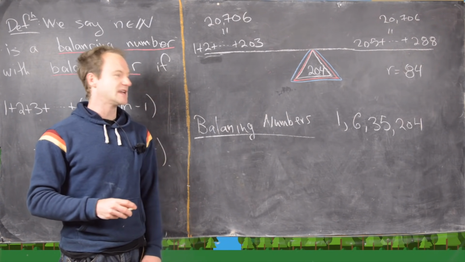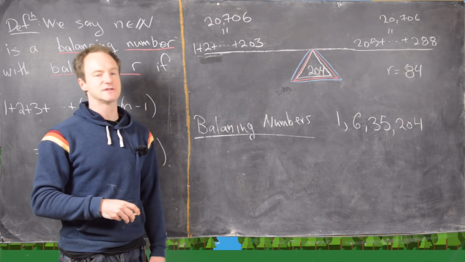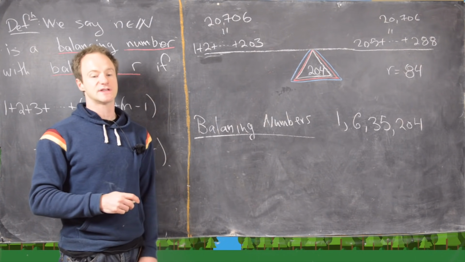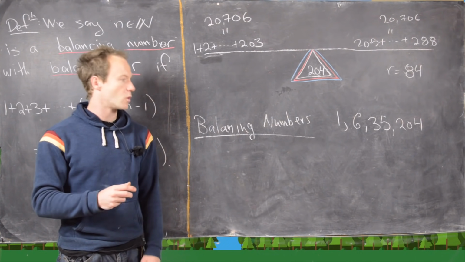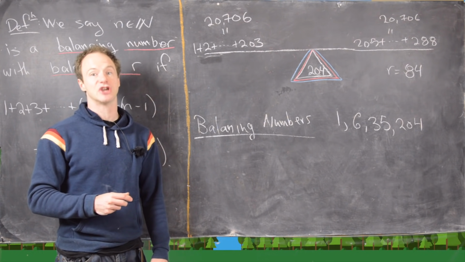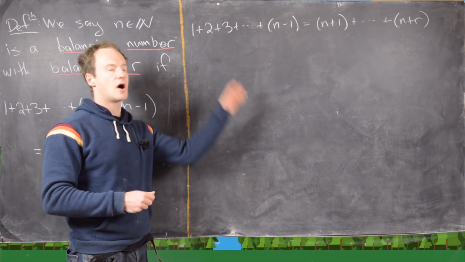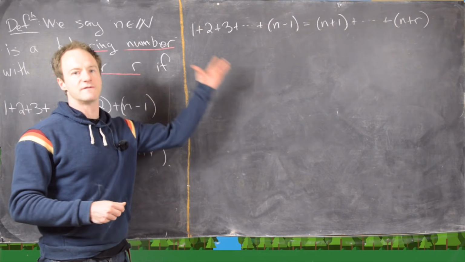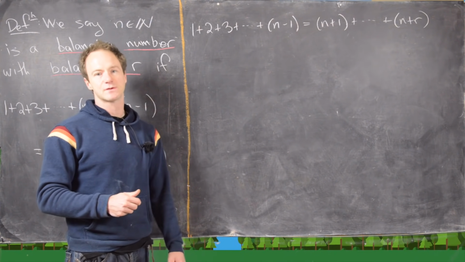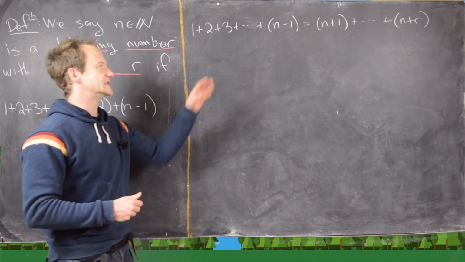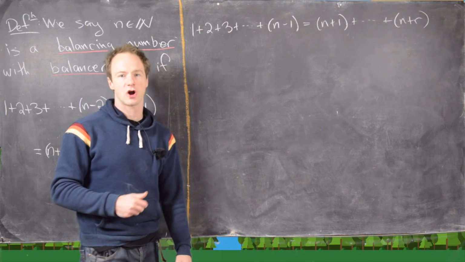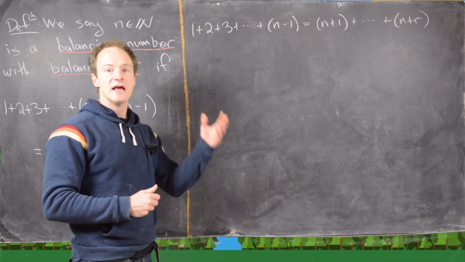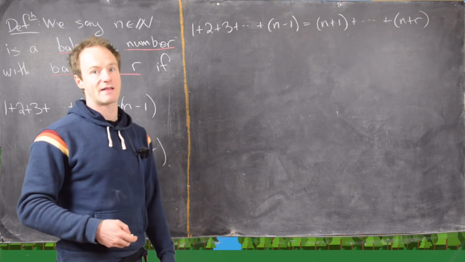Okay, so now instead of going on looking at examples of these balancing numbers, I'll clean up the board and we'll work towards describing them in general. Let's recall that we say n is a balancing number if the sum of the n minus 1 natural numbers smaller than n is the same thing as the sum of the r natural numbers larger than n. And here r is equal to the balancer.